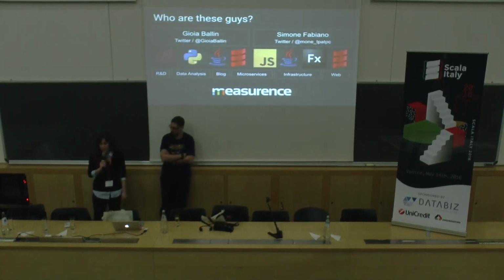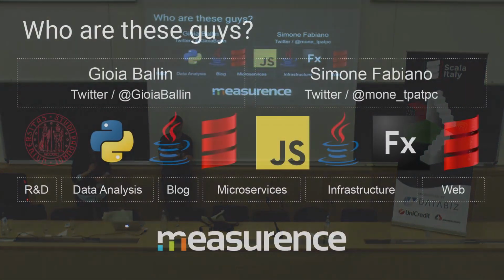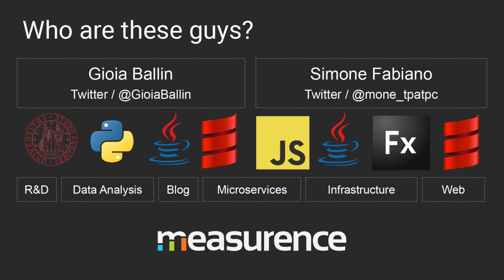First of all, who are we? I'm Gioia, I'm from Venice, so this is my hometown. I got my degree in computer engineering from University of Padua, and I spent some years working with web technologies like Python, Java, and Scala. Right now, I'm a software developer at Measurance, working on R&D, data analysis, and microservices.